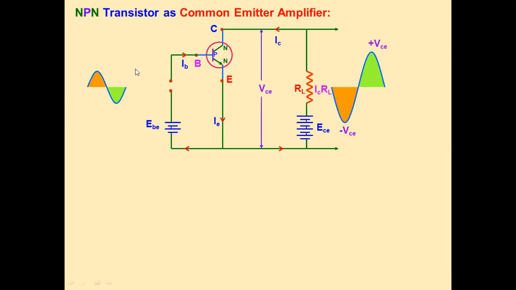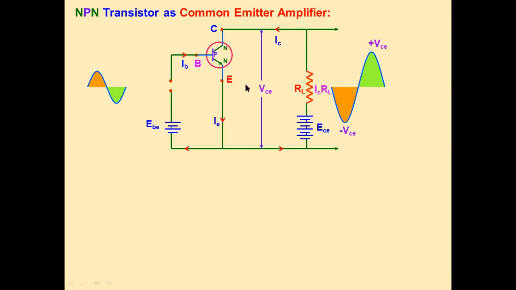Similarly, when the negative half cycle is applied, then the base current changes, the collector current changes, and the voltage drop across the load resistance changes, and it is maximum.